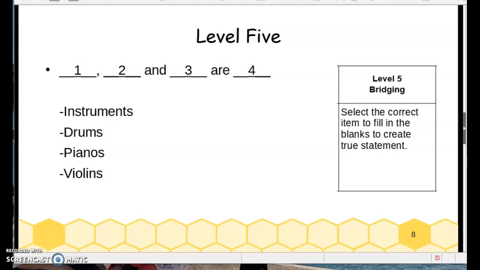The reason I chose this as a bridging activity is that the student would have to know the meaning of all the words provided in order to get the question correct, versus being able to just guess the answer knowing the word instruments.